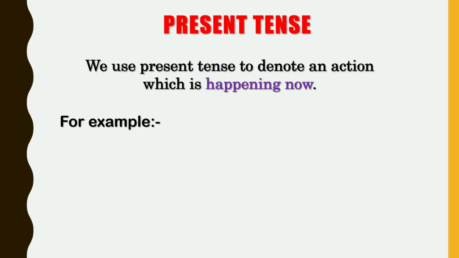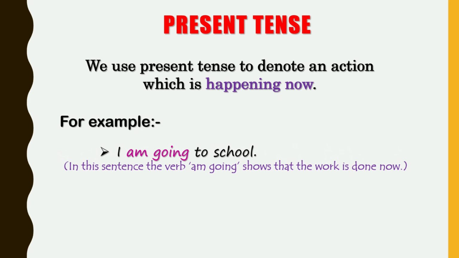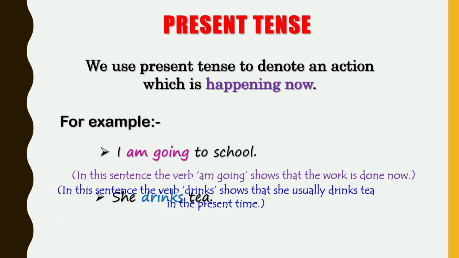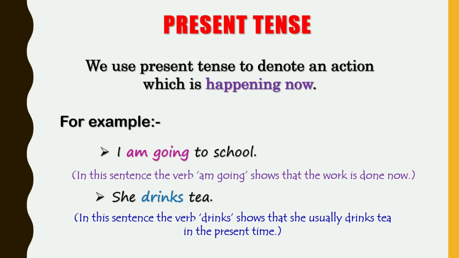For example, I am going to school. In this sentence, the verb "am going" shows that the work is done now. She drinks tea. In this sentence, the verb "drinks" shows that she usually drinks tea in the present time.